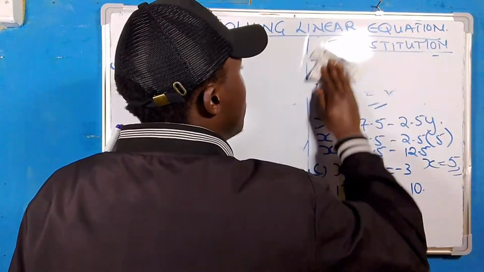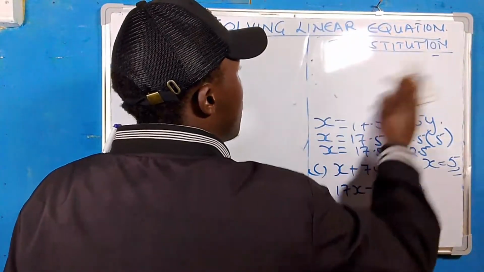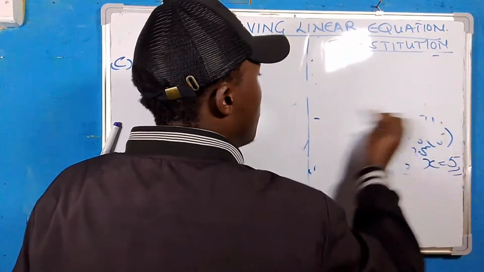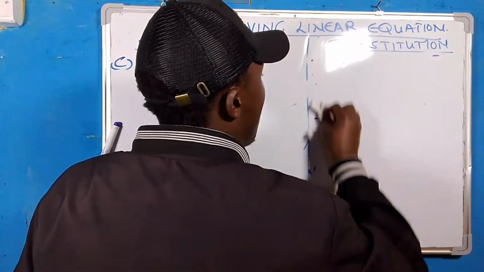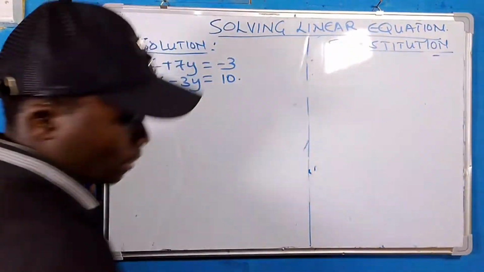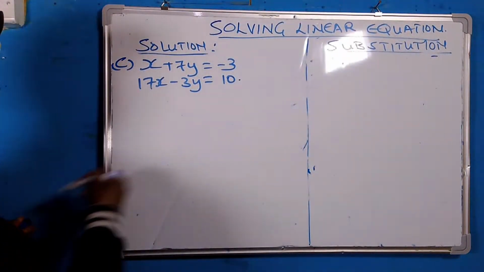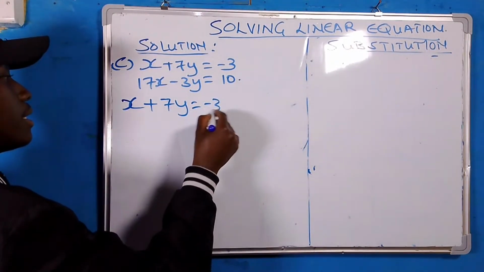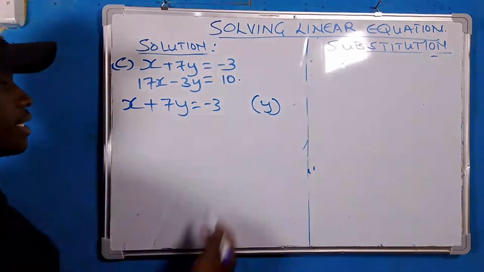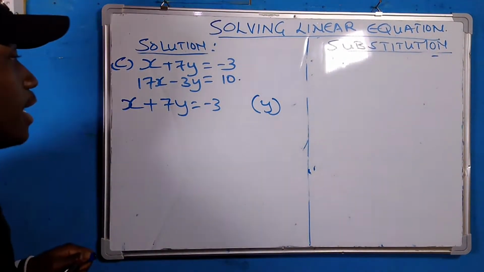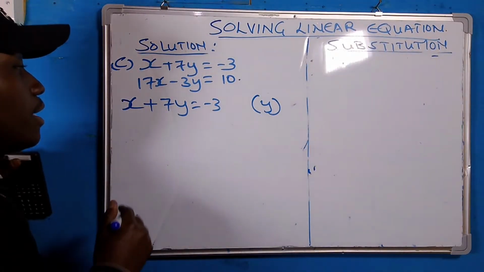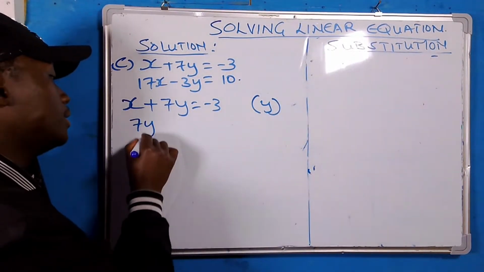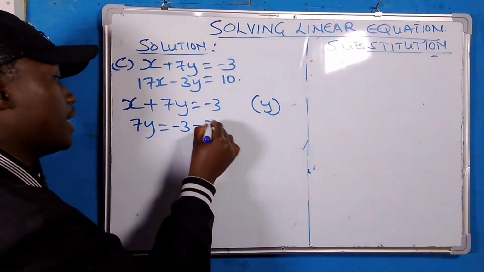In this one, we will still apply the rule of substitution. Let us still choose the first equation to be our main one, but this time I want us to choose y as the subject of the formula, instead of x. If we take y, we take x to the other side, and we will have 7y is equal to negative 3 minus x.